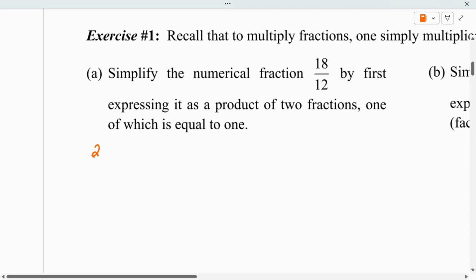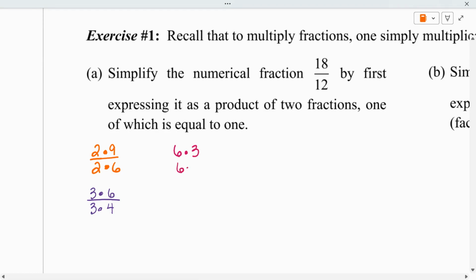I could write 18 as 2 times what? 9. And 12 is the same thing as 2 times what? 6. I could also write it as 3 times what is 18? And 3 times what is 12? I could also write it as 6 times what is 18? And 6 times what is 12?